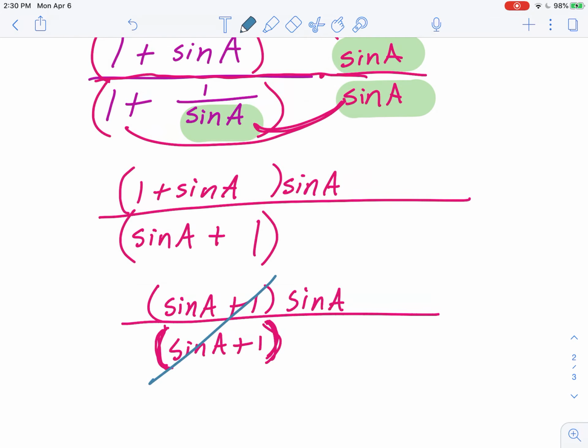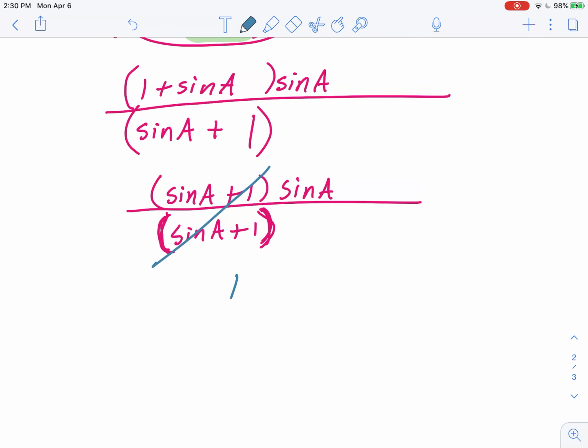So those divide out. Anything divided by itself is 1, so I'm left with 1 times sine of A, and of course 1 is the identity element of multiplication, and anything times 1 is itself. So the answer is sine of A.